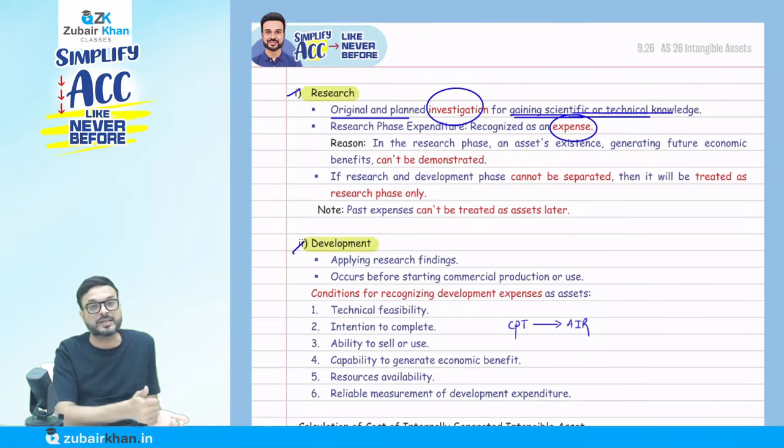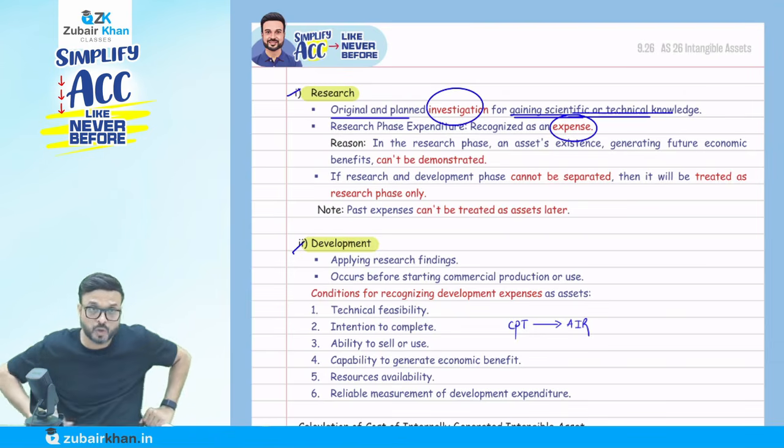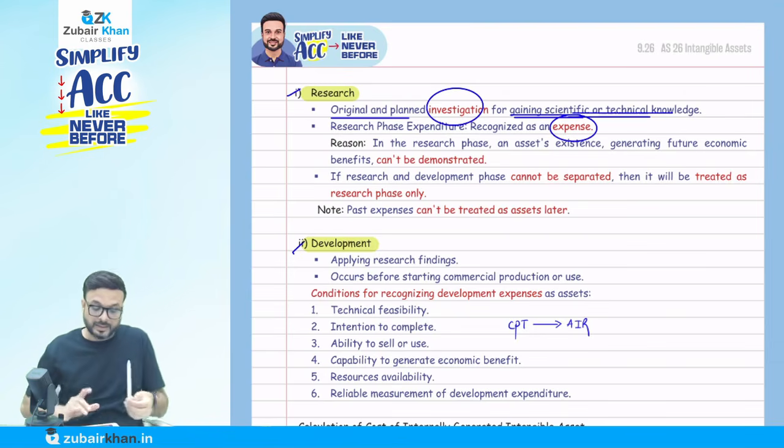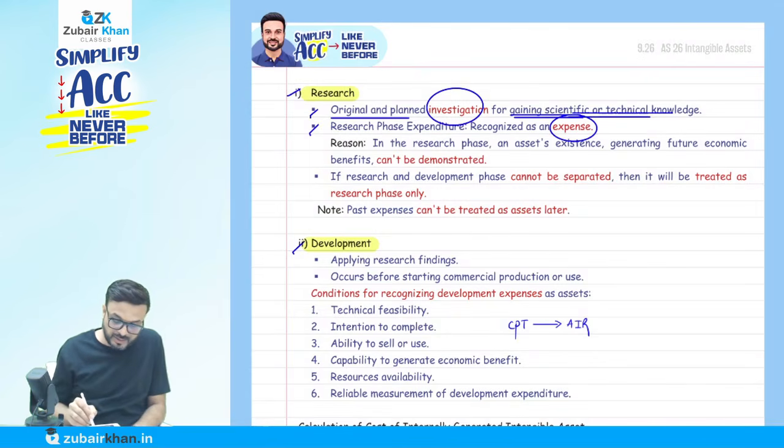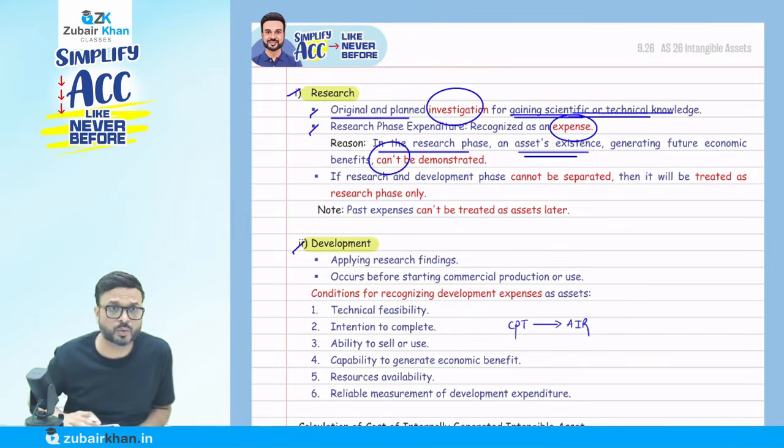That's why Accounting Standard 26 says that research expenses should be charged to the profit and loss account. That's the reason they have mentioned that in a research phase, an asset generating future economic benefit can't be demonstrated. It is uncertain. We don't know that.